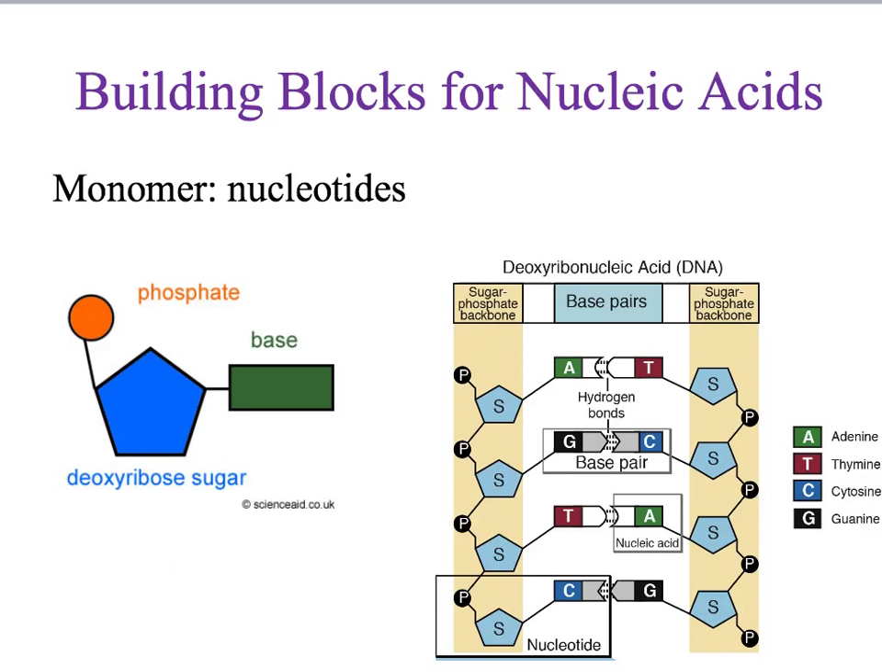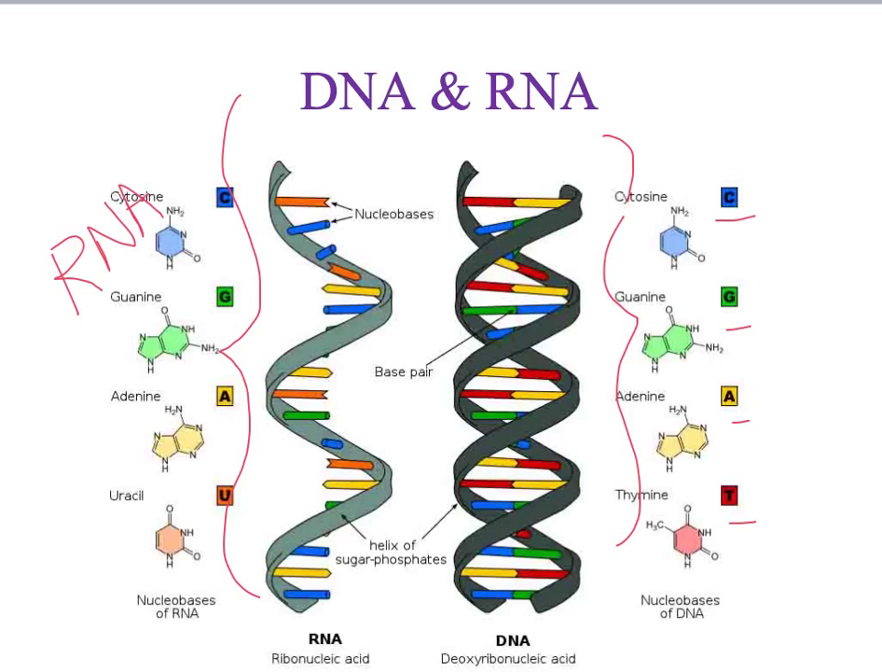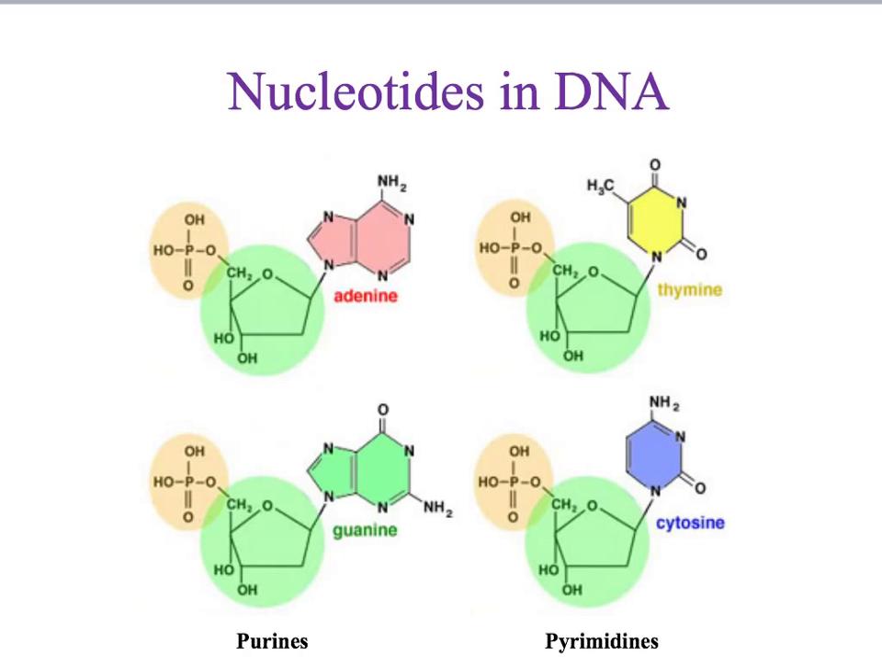The building blocks for nucleic acids would be nucleotides. Nucleotides are made of a phosphate, a sugar, deoxyribose sugar in DNA, and a base. DNA is a double-stranded molecule, and that's the one on the right side, and RNA is the one on the left side. Notice that all the bases are the same, except for the last one. RNA contains uracil, and DNA contains thymine. We are going to be talking more about them when we get to the last unit in this marking period. This is just a quick diagram showing the difference in nucleotides found in DNA.